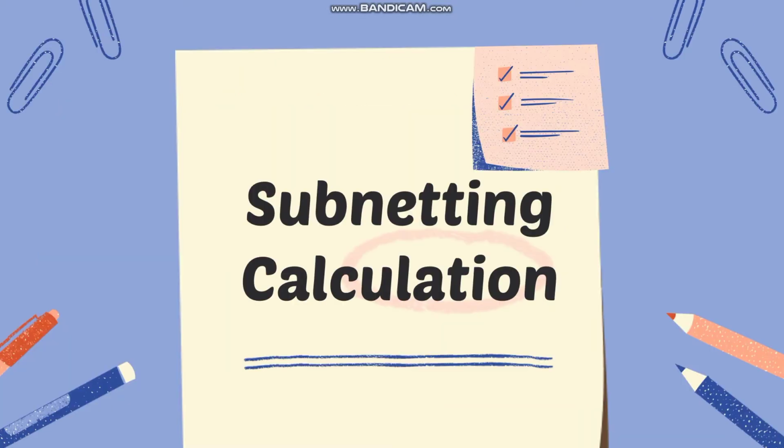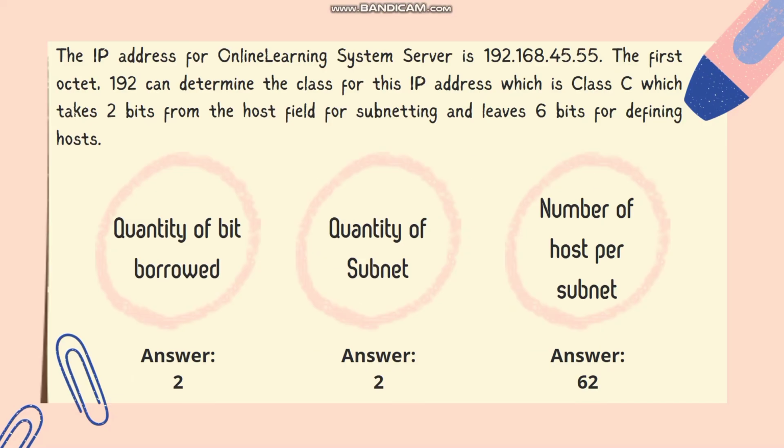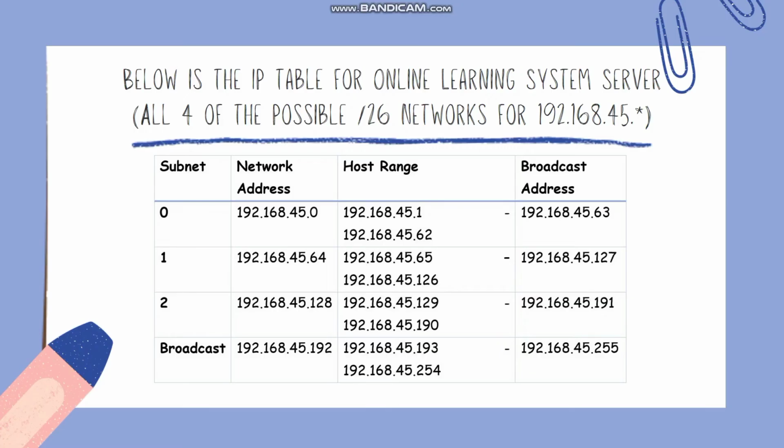I'm Lai Lei and I will present the subnetting calculation. The IP address for the online learning system server is 192.168.45.55. The first octet, 192, determines the class for this IP address, which is class C, and we take 2 bits from the host field for subnetting and leave 6 bits for defining hosts. So the quantity of bits borrowed is 2, the quantity of subnets is 2, and the number of hosts per subnet is 62. Below is the IP table for the online learning system server.